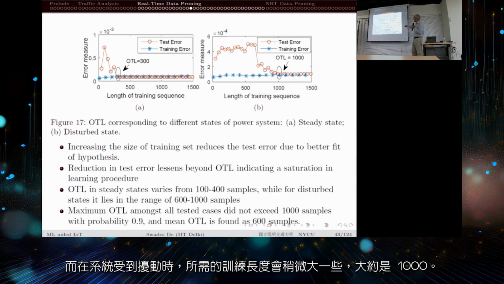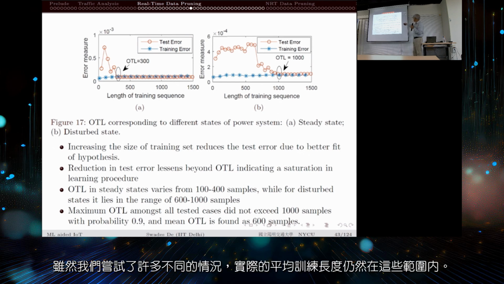So in the steady state, the optimum training length required is reasonably small, about 300, and when the system is a little bit disturbed, then the training length required is a little bit larger, about 1000 and so on. So we varied that, and we tried many cases actually. Average training lengths of 600, 700, 800, etc.